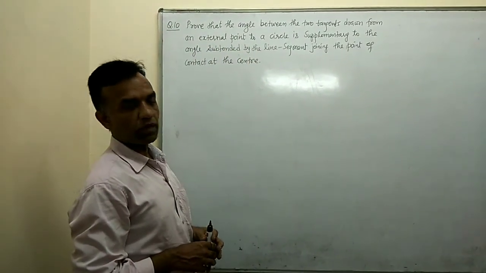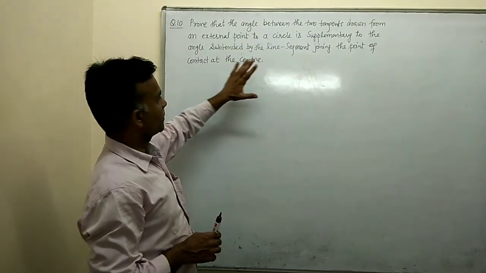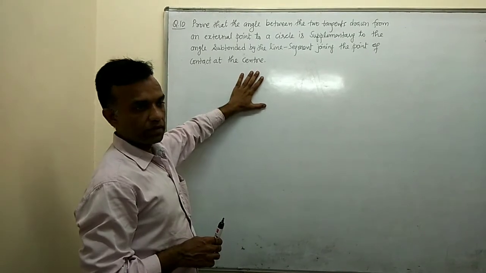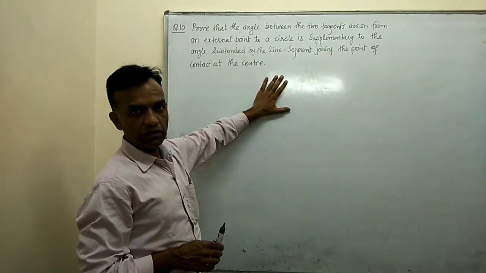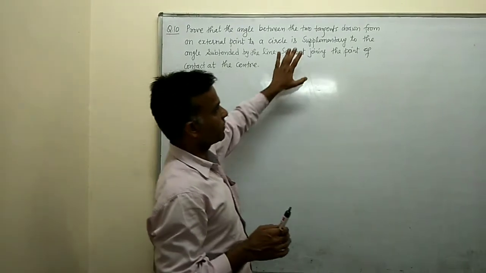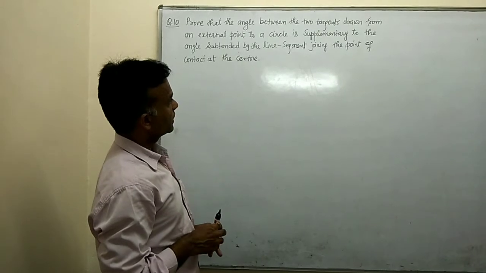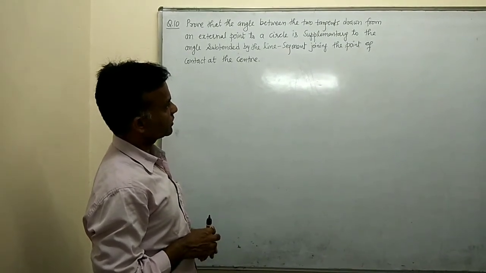Supplementary means it forms a 180 degree angle. Two angles subtended by the line segment joining the points of contact at the center: the center angle and the external angle. You add both, and then the angle is supplementary, it means you get 180 degrees. Okay, so for this theorem or this question, first you draw the figure.